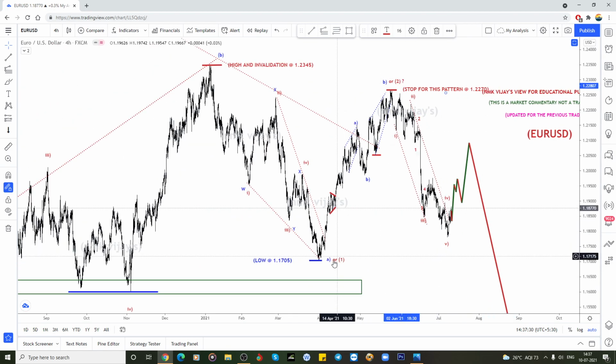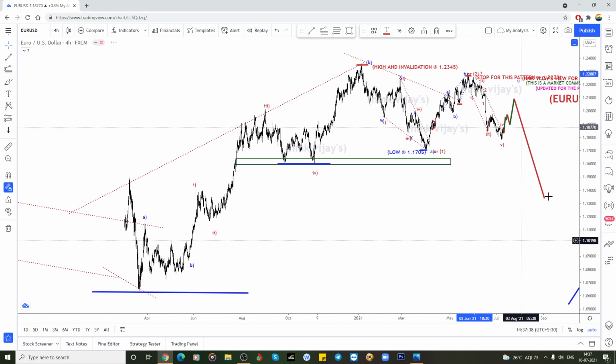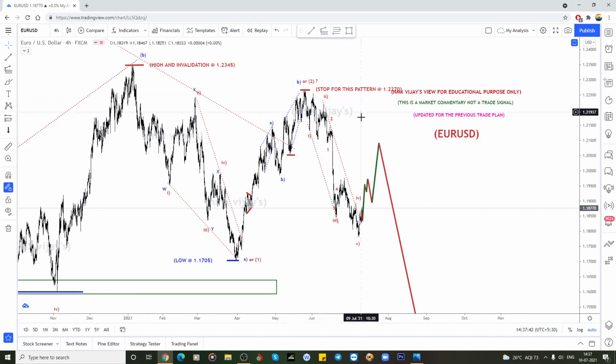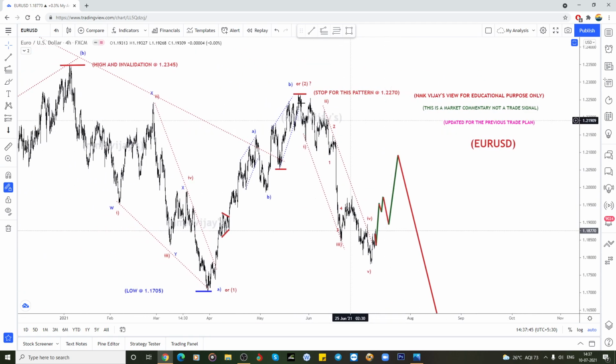So that means this is a W, this could be an X, A, B, C. So this is an A or 1, and this could be a B or 2, and again it will come to the downside for the third or C wave. So mind that it can be anything. It is only for reference, what I had labeled here.